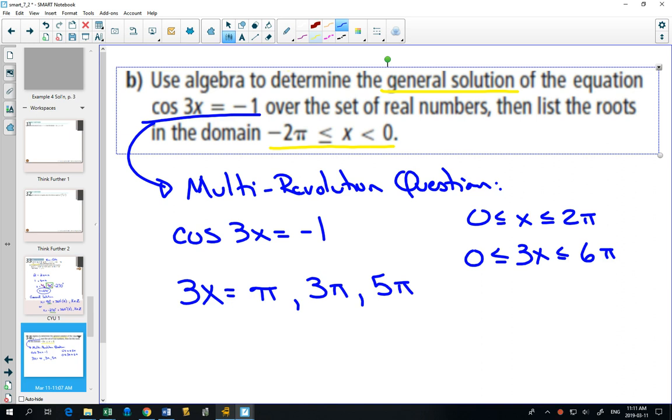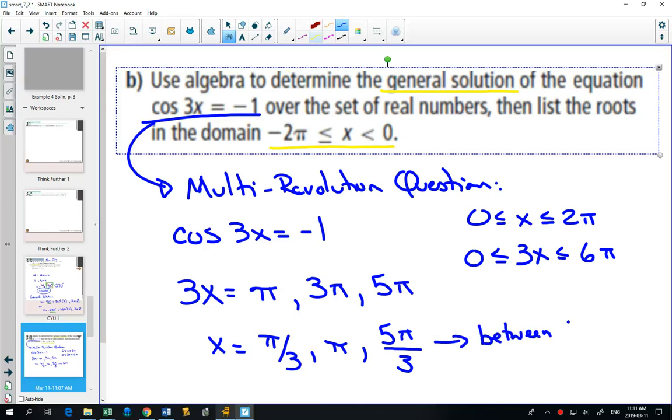And then we can solve for x by dividing each of them by 3. And we get pi over 3, pi, 5 pi over 3. This is between 0 and 2 pi. Okay? Are those our answers? No. What do they want us to do? They want us to find the general solution.